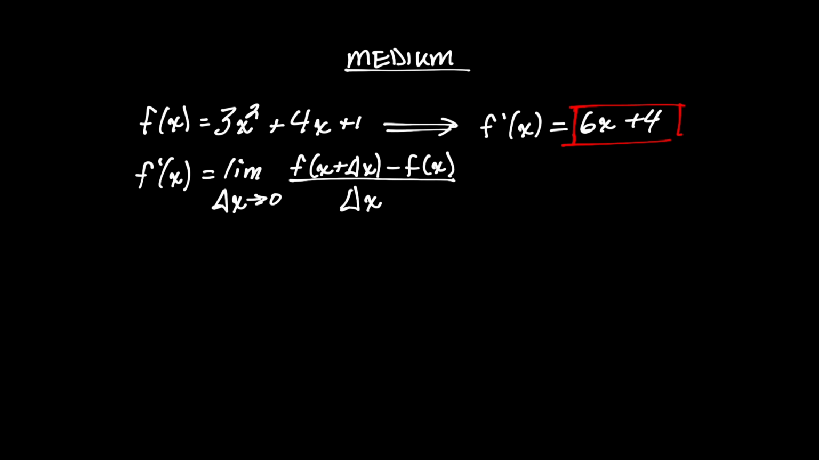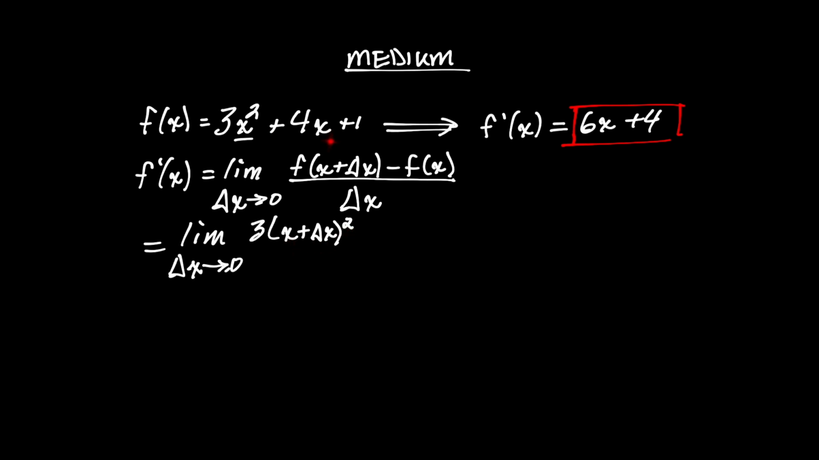Oops, let me change my color back so I'm consistent here. Equals the limit. And again, this is the part that's the pain in the rear to write down every time. So I'm going to take 3 and then x gets replaced with x plus delta x. And that is being squared, right? So it's x squared, so x plus delta x squared.